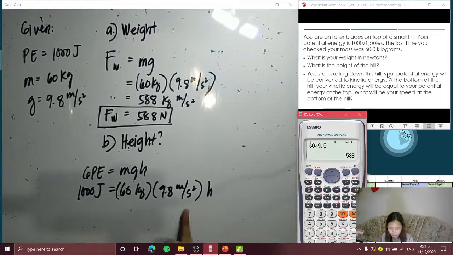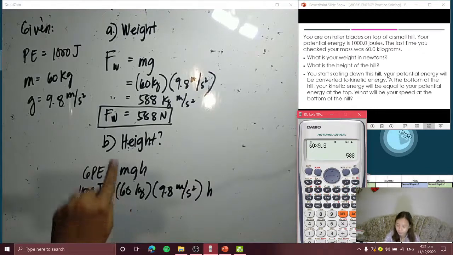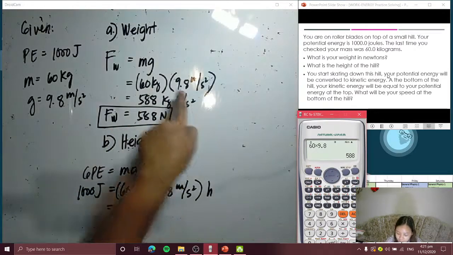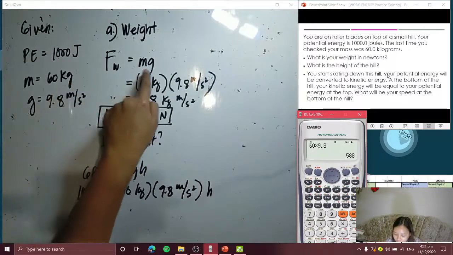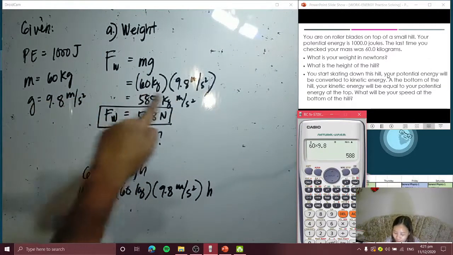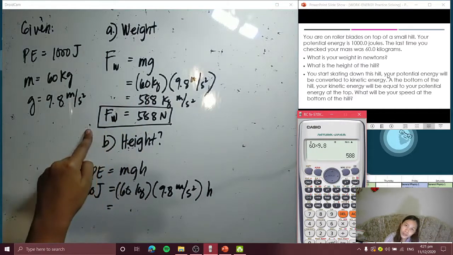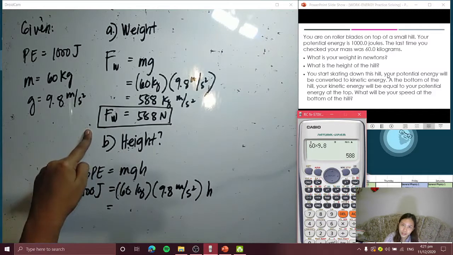Okay, just simply multiply, and later on, we will cancel the units one by one. Now, if we look at it, the 60 times 9.8, we have M and G, to get the weight. You just multiply the two of them. Okay, now, take note that your weight is also a force. Okay? It is your gravitational force.